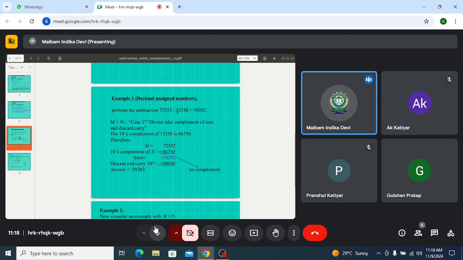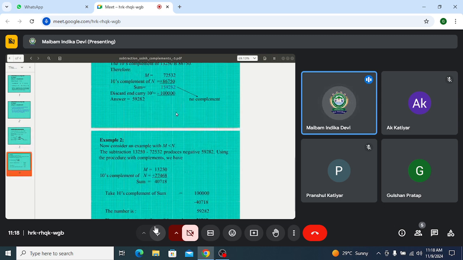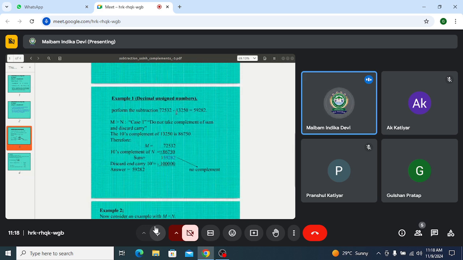First, what is the process? This is for subtraction using tens complement. You take the tens complement of this subtrahend. The tens complement of 13250 is 86750. Now you add the result of the tens complement with m. Now you check how many digits you have. Here you have 5, and the total is 6, so you have an end carry. Since these are decimal numbers using tens complement, if there is an end carry, you discard it, and the answer is the remaining part. Clear? This is for subtraction using tens complement.